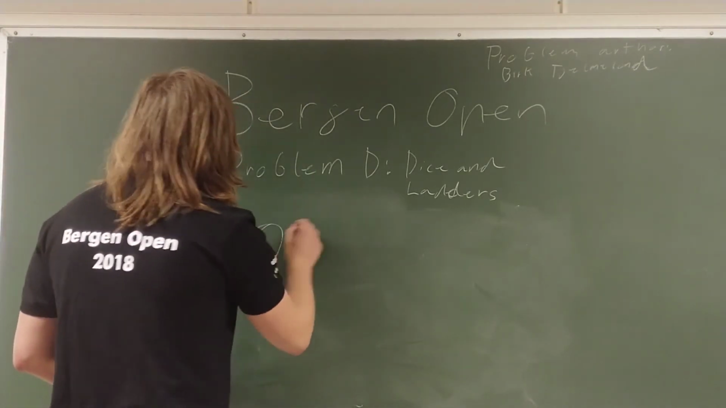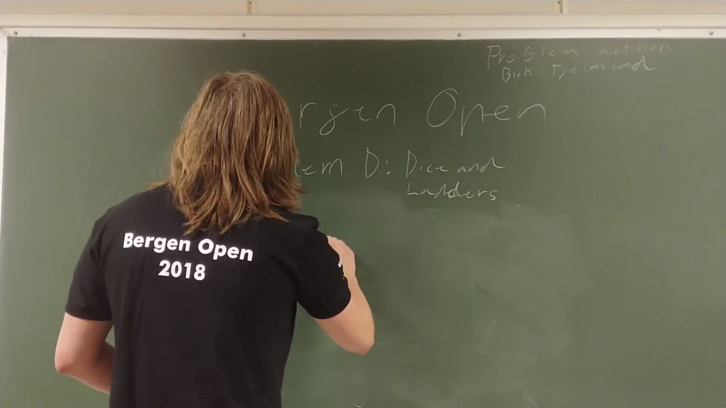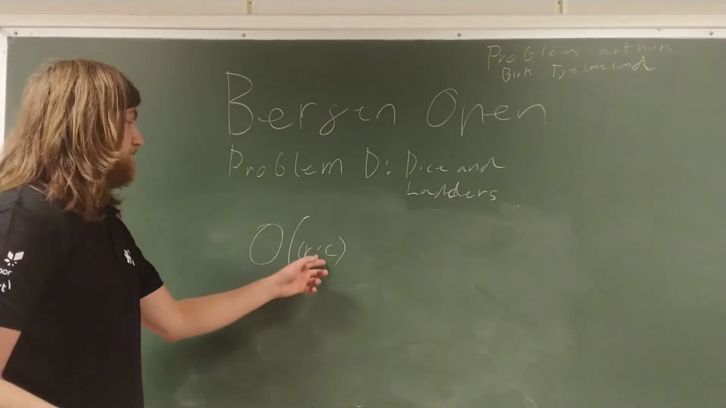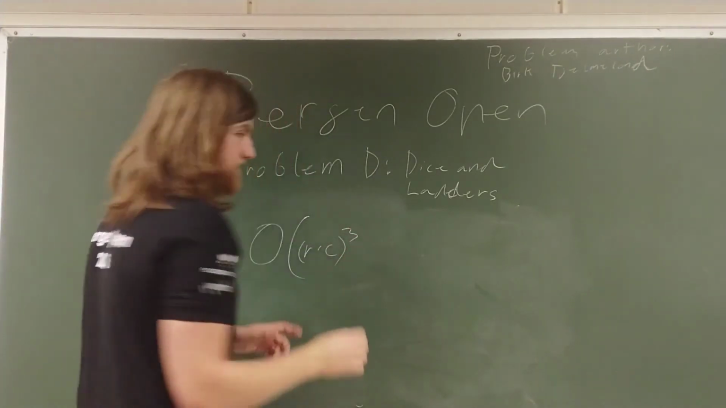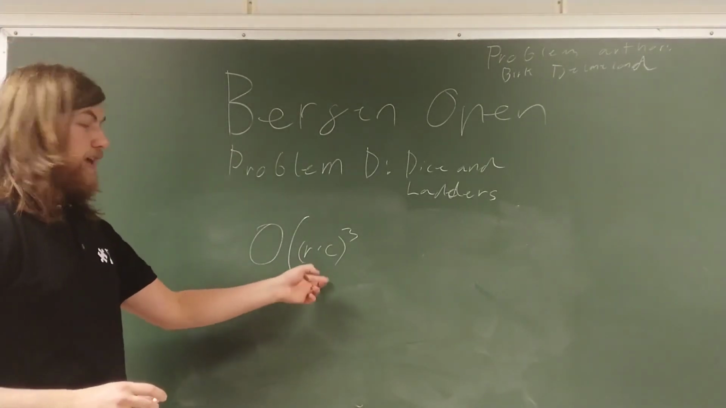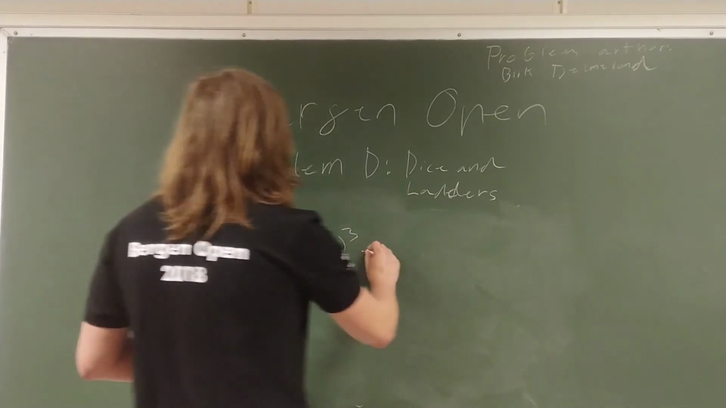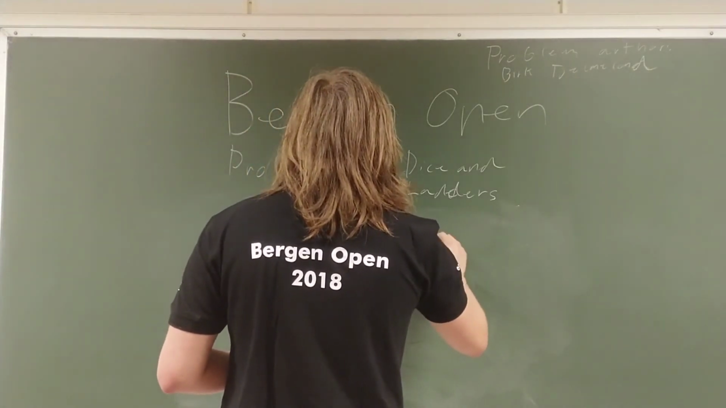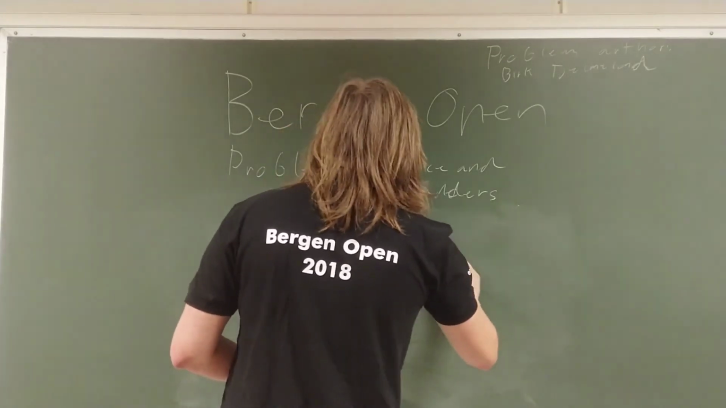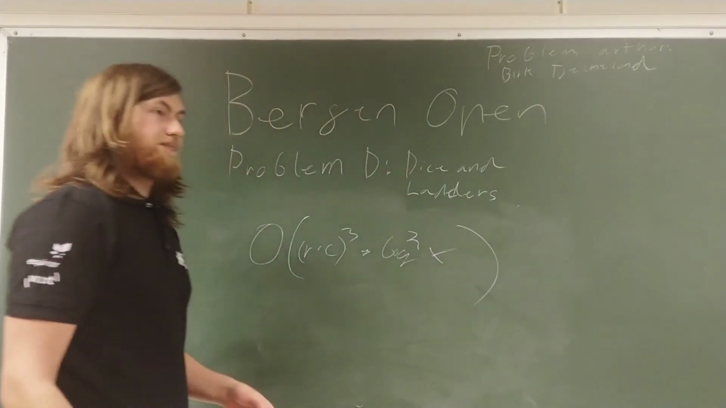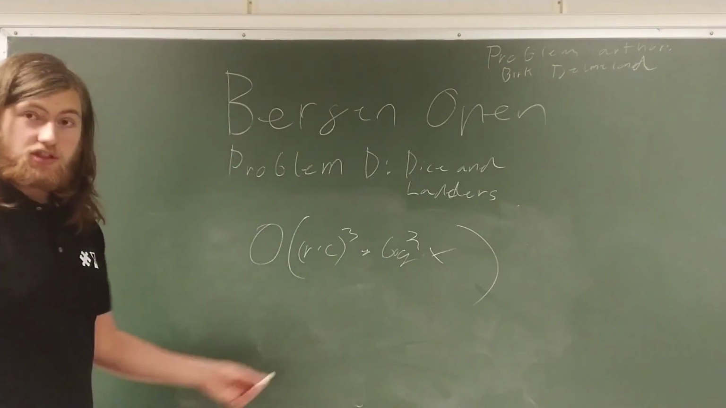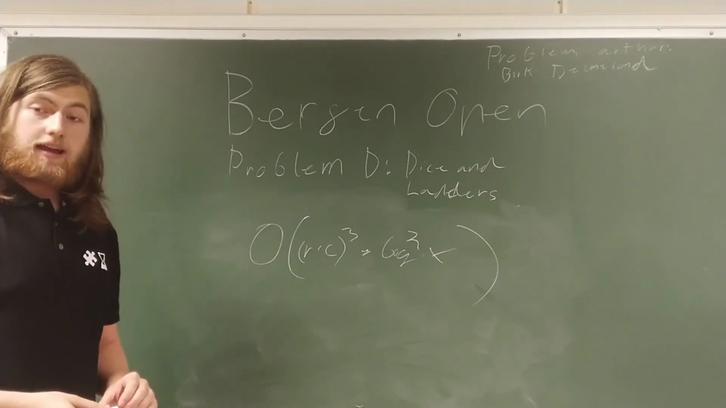comes out at O of (R times C) to the third, where R is the number of rows and C is the number of columns, since matrix multiplication has complexity n to the third, times log squared of x, where x is the size of the answer, which can at maximum be 10 to the 9.